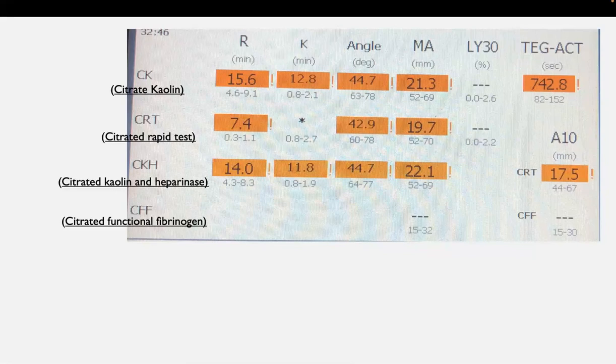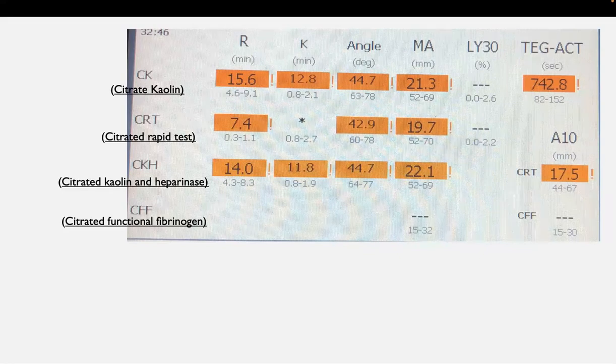Yeah, you need to give the patient constantly heparin, like in open heart surgery and bypass surgery. And you really won't know if the patient is bleeding because of coagulopathy, or are they bleeding because you just overdosed them with heparin? So this arm, the CKH arm, will help you out.